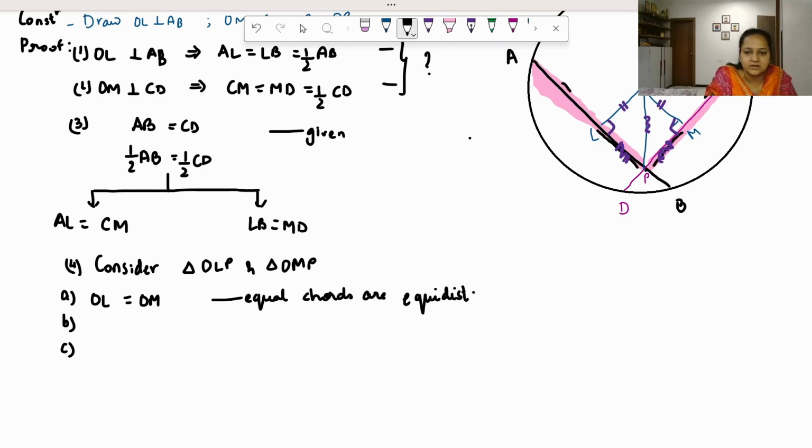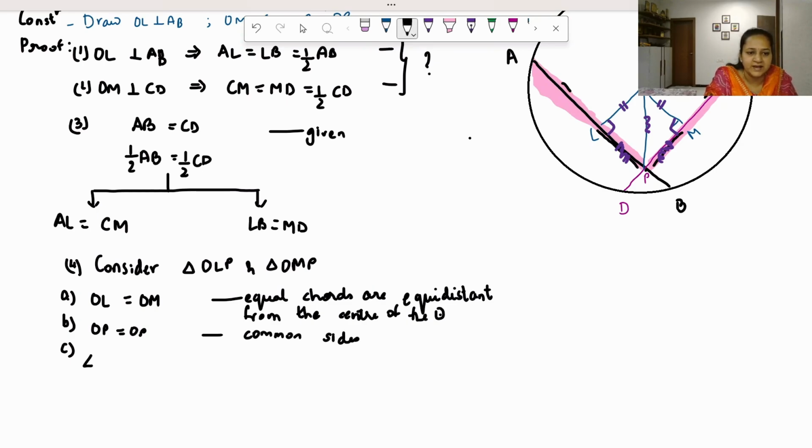Equal chords are equidistant from the center of the circle. I hope you remember this theorem. Then we write OP is equal to OP. Why? Because it is a common side. It is a side which is common to both the triangles.